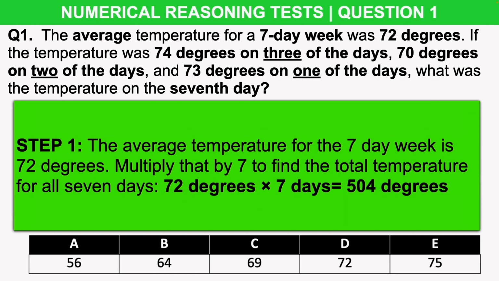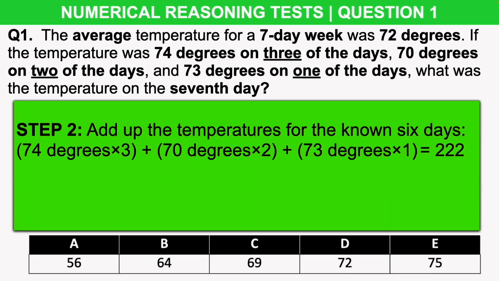So the way to do this is to break it down into 3 simple steps. So step number 1, the average temperature for the 7-day week is 72 degrees. We're told that in that first sentence. So what we need to do is multiply that by 7 to find the total temperature for all 7 days. So 72 degrees times by 7 days gives us 504 degrees. So we will take note of that number, 504 degrees, and move on to step 2.